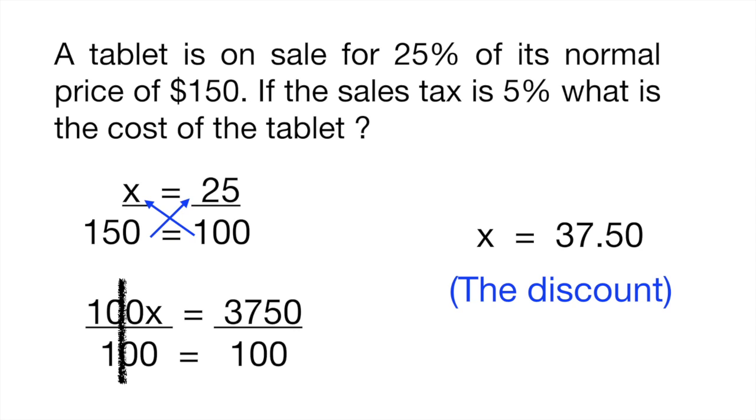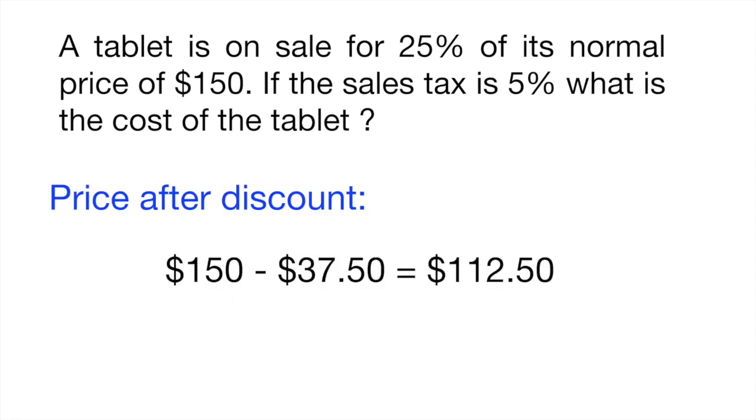So how do you find out the price of the tablet after the discount? Well, what you would do is you would take the original price, 150, and then you're going to subtract the discount, which you just figured out. And that gives you a total of $112.50. Okay, so that is the first part of the problem.